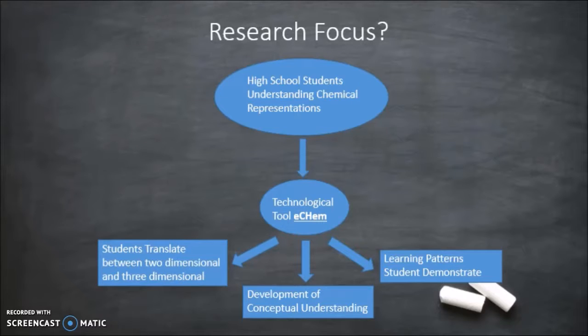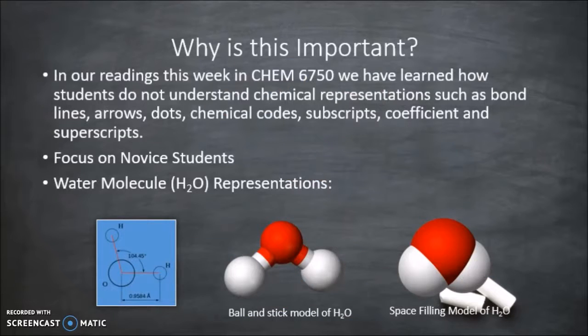Students using the technological tool eChem for this research developed schema to visualize chemicals. For high school students, making connections between chemical representations and concepts is not automatic as it is for a chemist. In our readings this week in Chem 6750, we have learned how students do not understand chemical representations such as bond lines, arrows, dots, chemical codes, subscripts, coefficients, and superscripts.